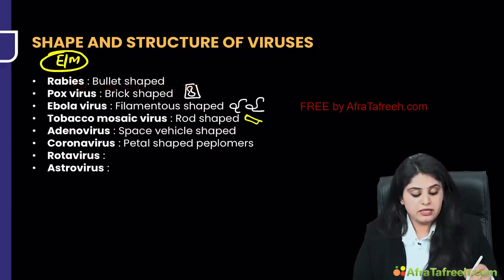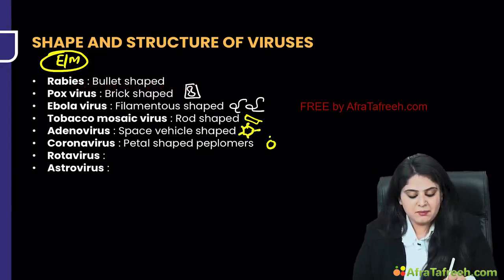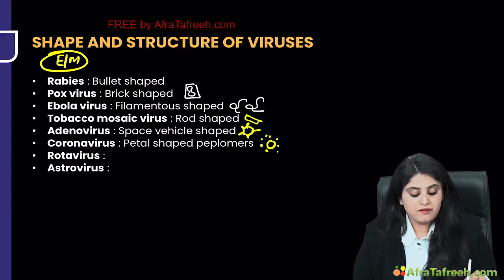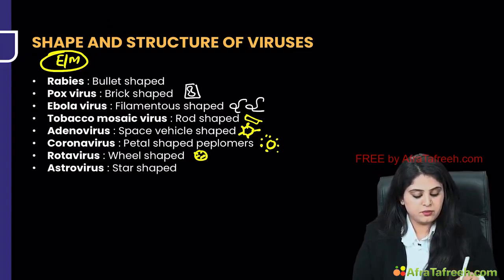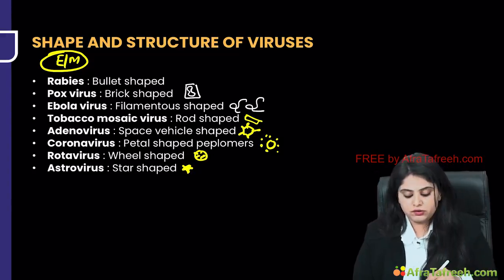Coming to adeno, that was the space vehicle. Space vehicle means an alien will come, that one. Corona, I don't need to tell you, petal-like papillomas, which everyone knows. Rotavirus, that story of the rotating wheel that everyone knows about. And finally, astro requires no description because it's going to be star-shaped. All your shapes and structures are also done.